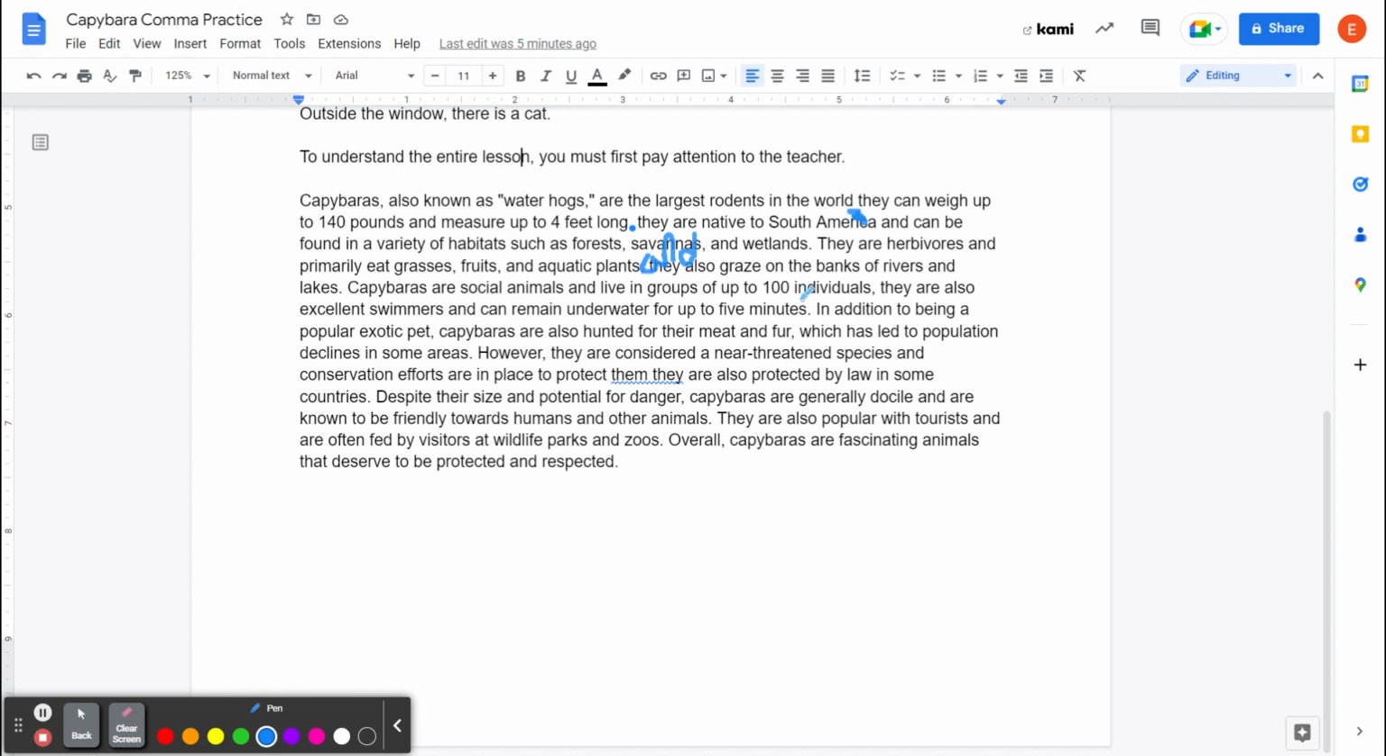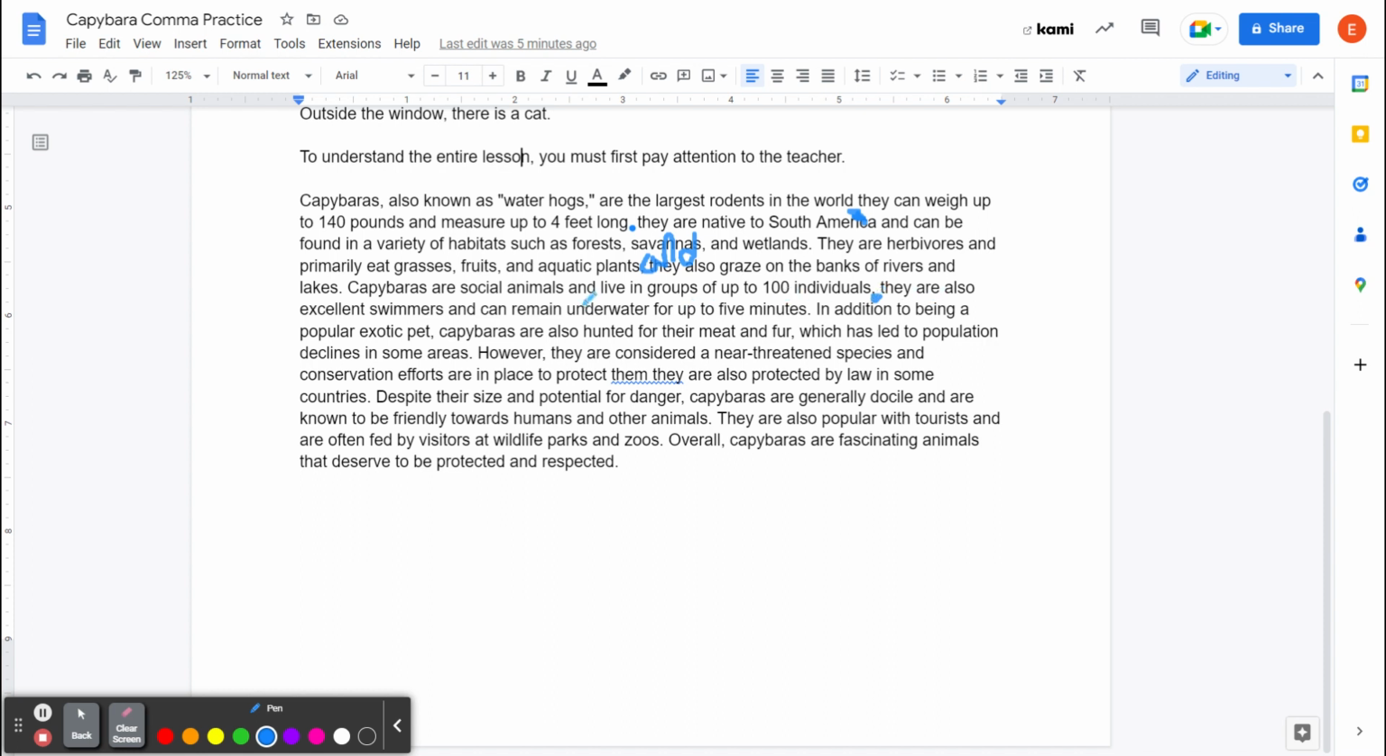Okay, again, this should be sending off a little alarm bell in your head, because you see these two sentences here that deal with two separate topics. This one is talking about how they're social animals. This one's talking about how they're excellent swimmers. Those don't really relate, do they? And this is a comma. Well, that should probably be a, you guessed it, period.